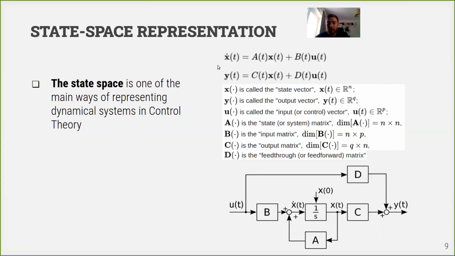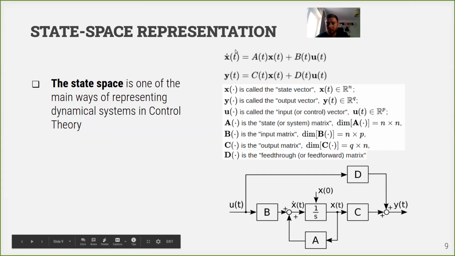And then there is a second equation standing for the output vector, and the output vector, of course, depends on our state and also depends on the control, but with different coefficient matrices C and D. And all of these matrices have their own names. A is a state matrix because it's in front of our state vector. B is an input matrix, so it shows how our input control signals are translated into state vector changes, and so on. So this is the scheme representing both of these equations.